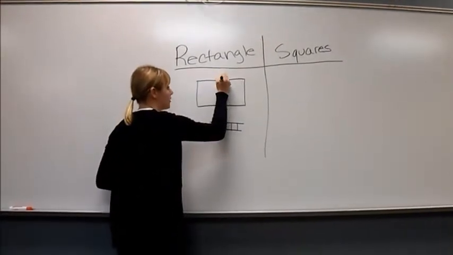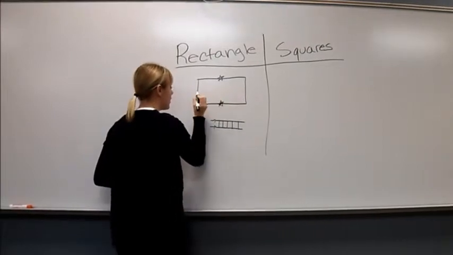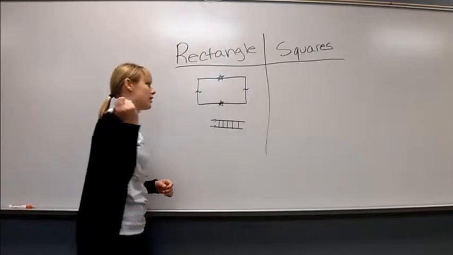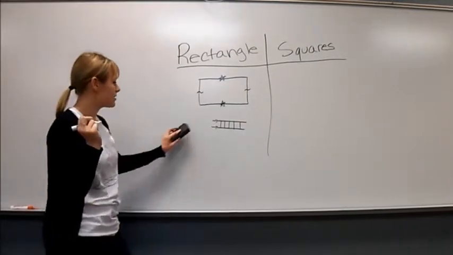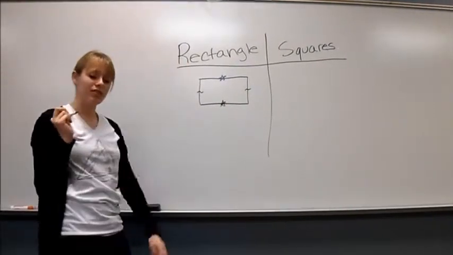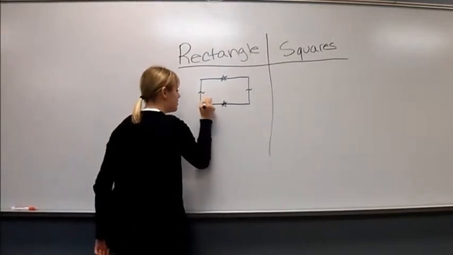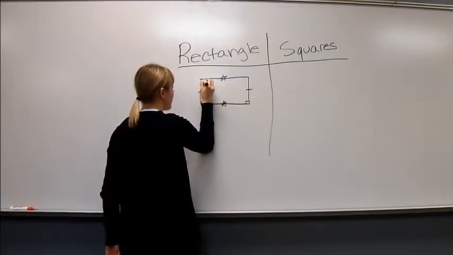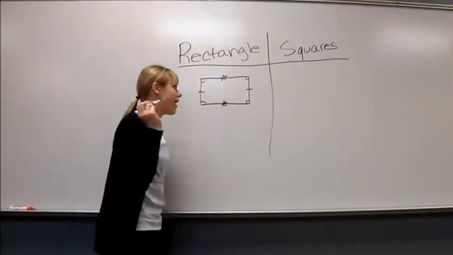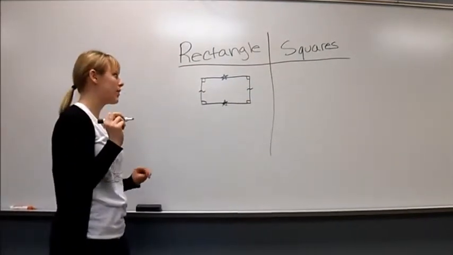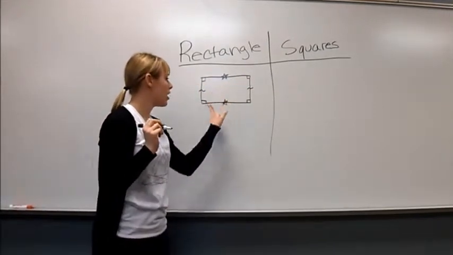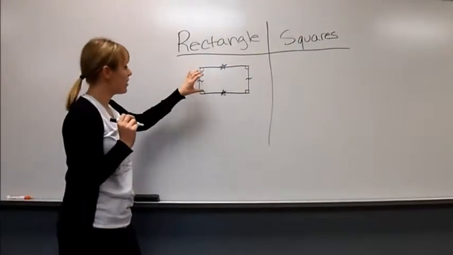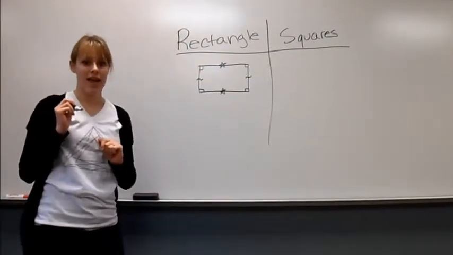We're going to go ahead and mark these parallel lines with a star and these parallel lines with a fun squiggly mark so that we can remember which are parallel lines. Now, the other thing about rectangles is that every single corner or angle is 90 degrees. And those are two things to remember about rectangles. Two long parallel lines, two short parallel lines, and four right angles.